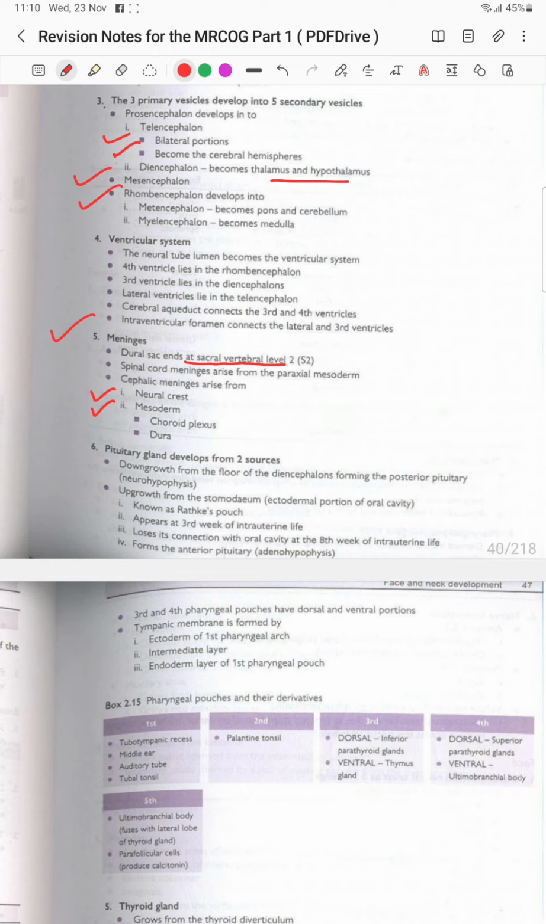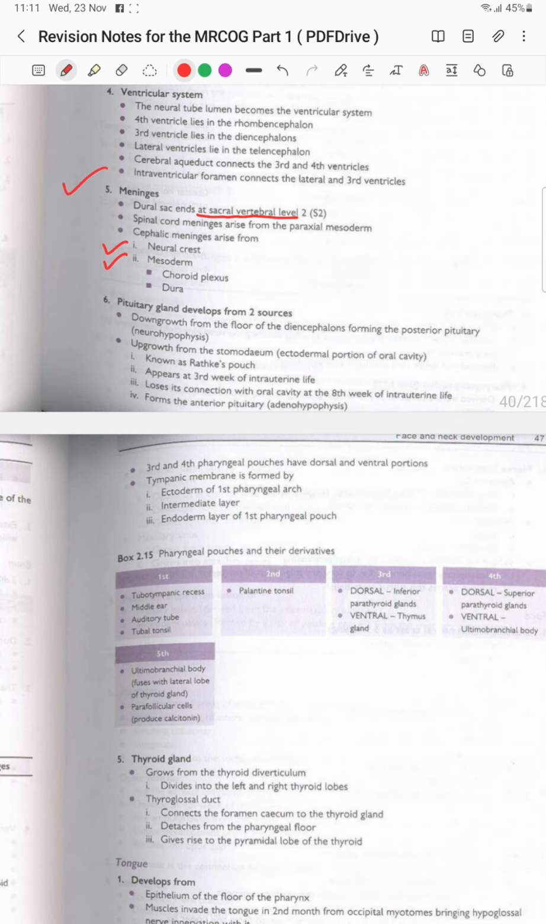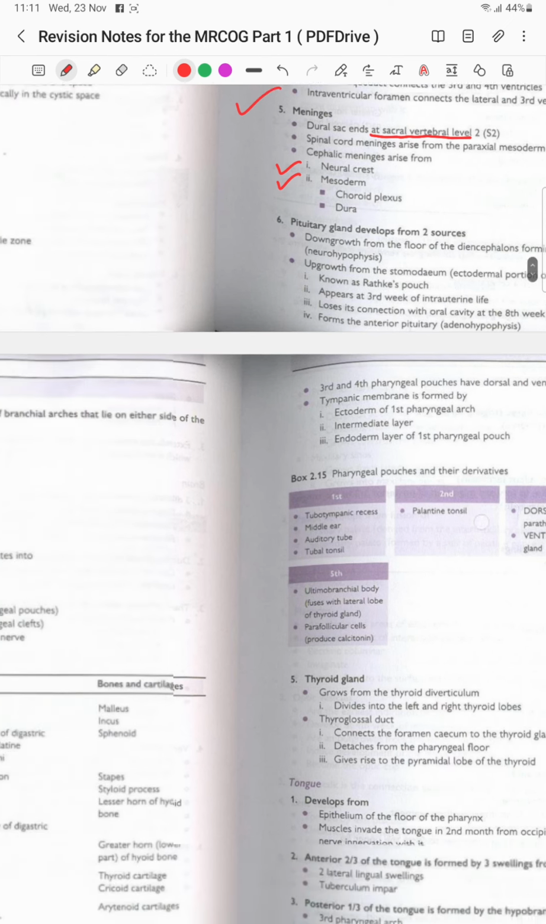The pituitary gland develops from two sources: the downgrowth from the floor of the diencephalon, forming the posterior pituitary, the neurohypophysis, and the upgrowth from the stomodeum, the ectoderm portion of the oral cavity, known as Rathke's pouch. It appears at the third week of intrauterine life and loses its connection with the oral cavity at 8 weeks of intrauterine life and forms the anterior pituitary.